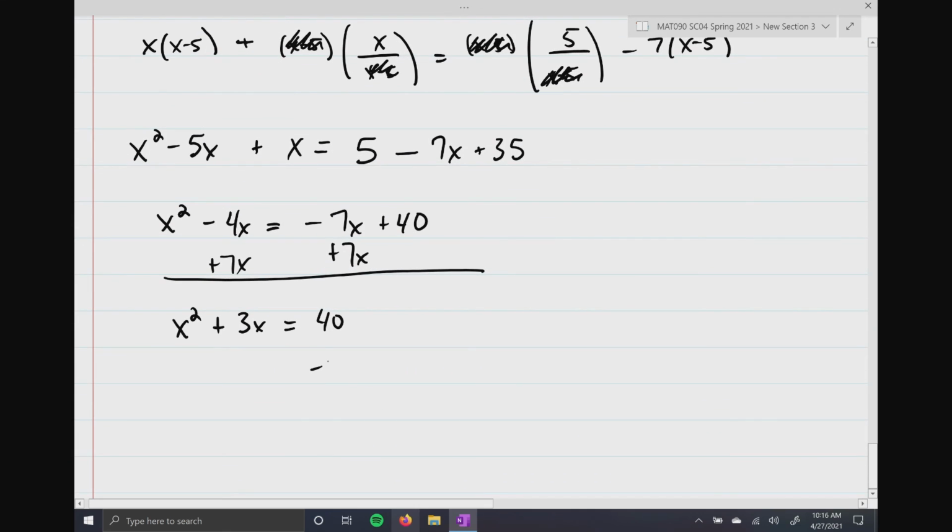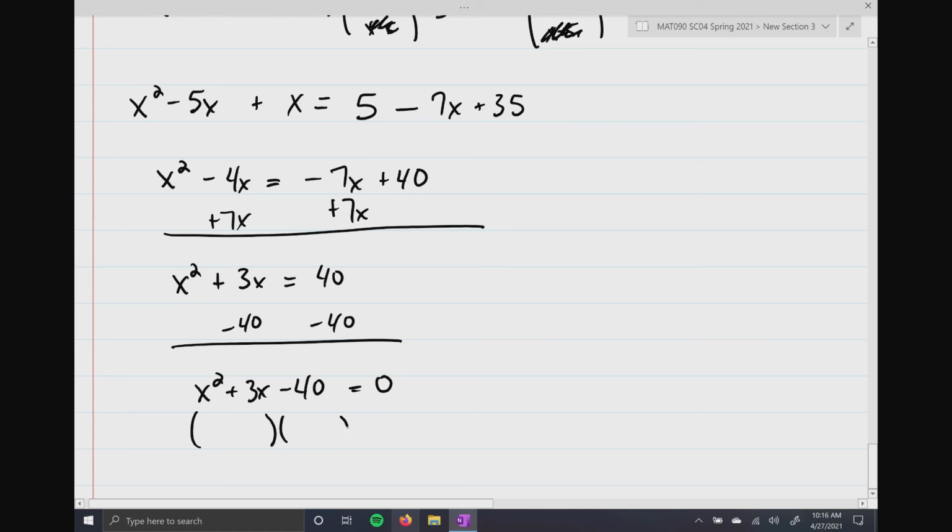Now I'll subtract 40 from both sides to give me x squared plus 3x minus 40 equals 0. There's no GCF. There's 3 terms. A is the leading coefficient, so I'm going to go ahead and factor. Two numbers that multiply to get 40 and combine to give me 3. One of them is positive, one of them is negative. How about x plus 8 times x minus 5?